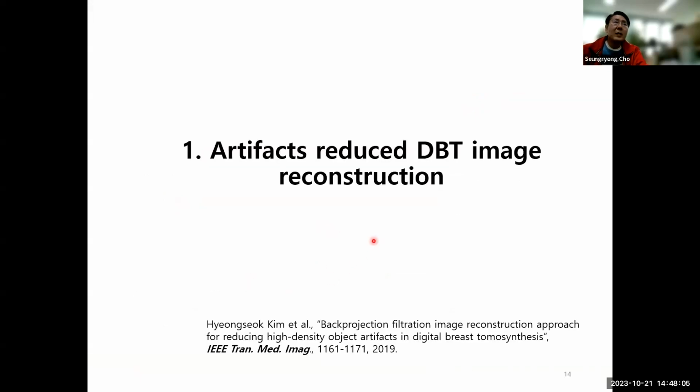So the first thing we did is we used a different image reconstruction algorithm than filtered back projection. It has been known in the CT community that FBP in terms of mathematics is exactly equivalent to the BPF algorithm, which is short for back projection filtration algorithm. So I'm going to explore that a little more in the following slides.